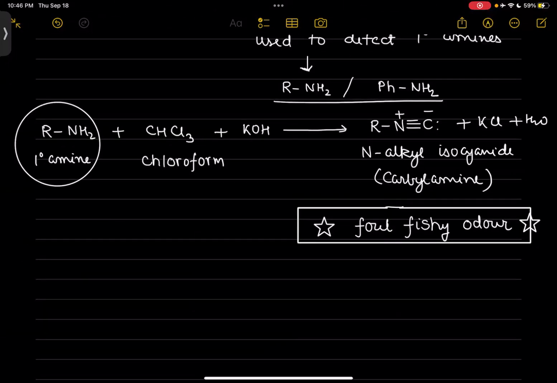Why do secondary and tertiary amines not give this test? What could be the reason? Yeah, Isha, Marwa, tell me. What could be the reason that secondary and tertiary amines may not be responding to this test? Hmm?